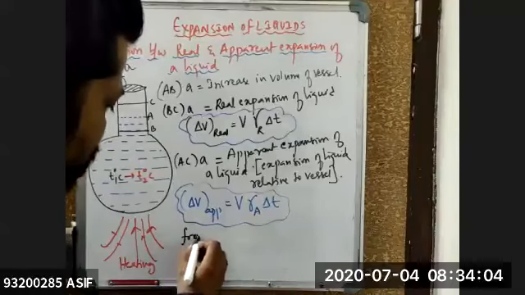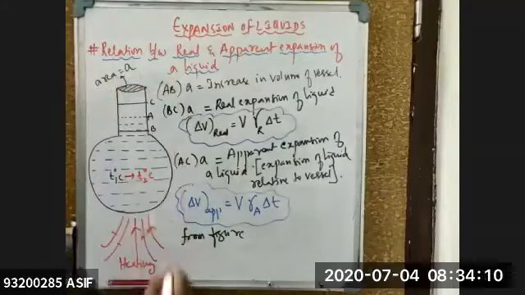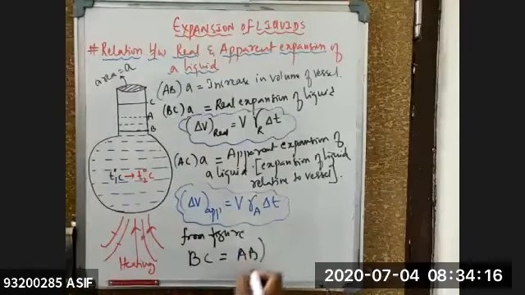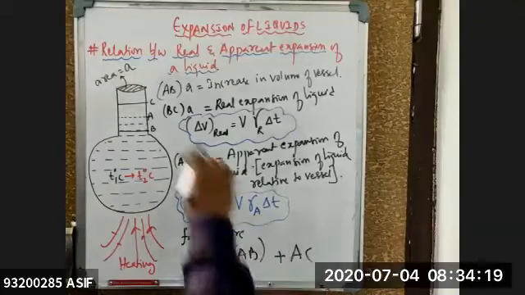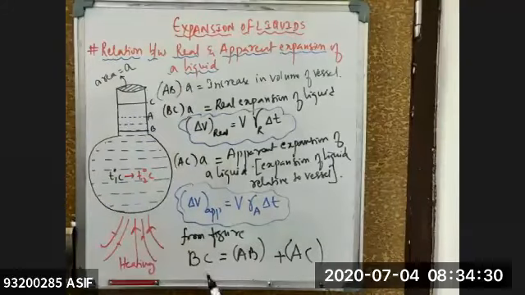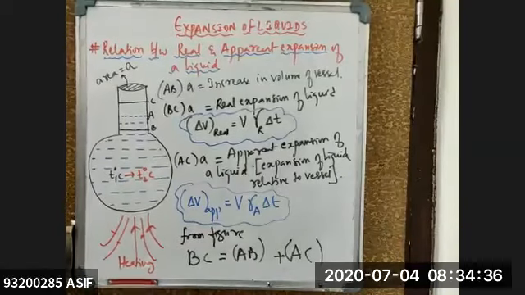Yes, sir. Now see, from the figure I can write this BC. This BC will be equal to how much? Can anyone tell me? BC will be equal to AB plus AC, right? AB plus AC is nothing but BC. This BC is equal to the sum of this expansion and this expansion. So BC is equal to AB plus AC. Can I write like that, everyone? Clear, everyone?